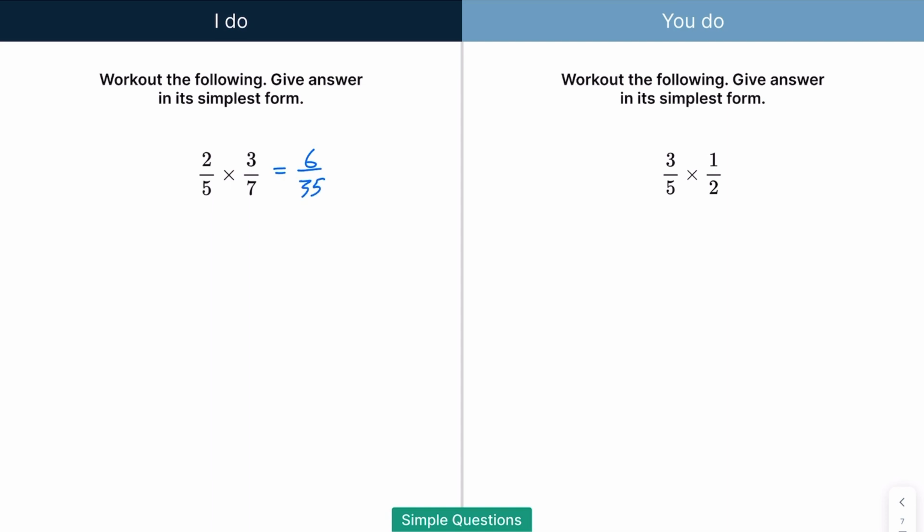That's all we're doing. So hopefully you've pressed pause and had a go at the example on the right. So you're multiplying 3 times 1, so multiply straight across, and 5 times 2, which is 10. Can this be simplified? No, so that's our answer there.